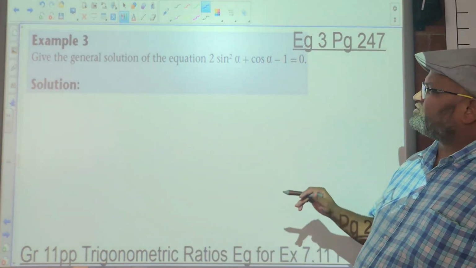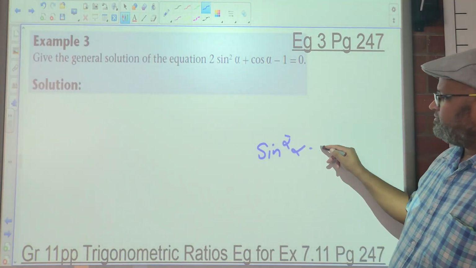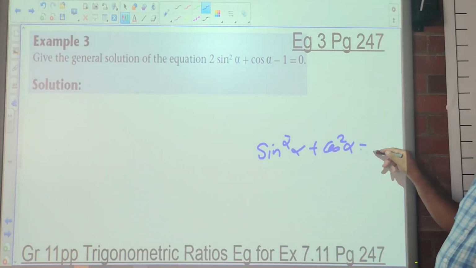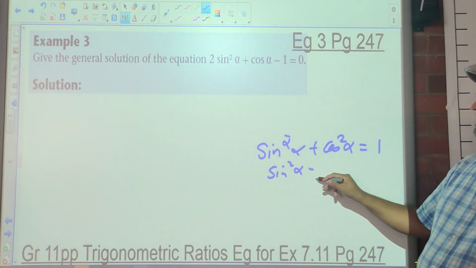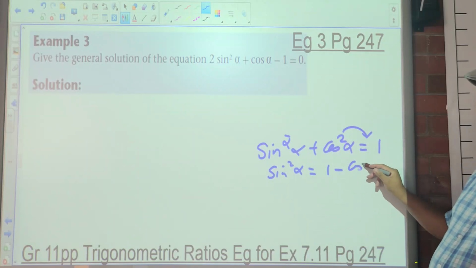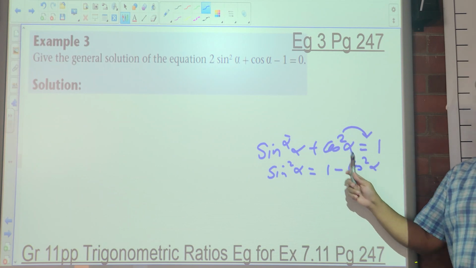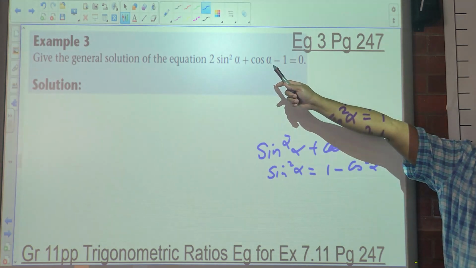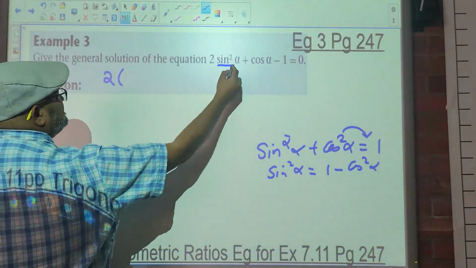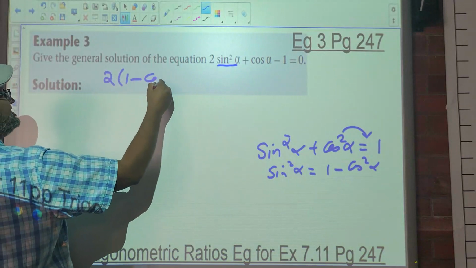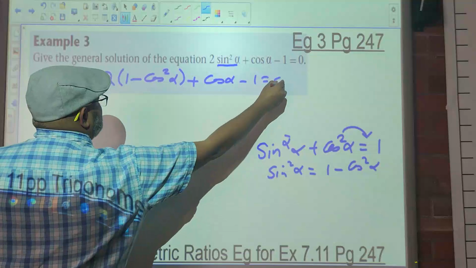And sine squared alpha can be written as what? 1 minus cos squared alpha. For those of you who are confused, sine squared alpha plus cos squared alpha is equal to 1. And sine squared alpha is also equal to 1 minus cos squared alpha. You see that? And that is what I'm going to use here. So what will we be reading now? 2 into 1 minus cos squared alpha plus cos alpha minus 1 is equal to 0.